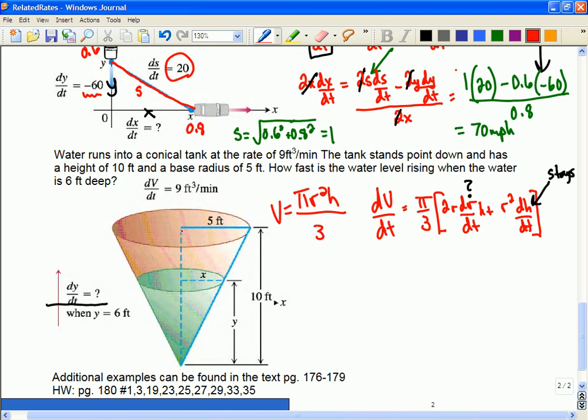If you look at the two triangles here, I'll do the big triangle in red, and I'll do the little triangle in green. Those two shapes are similar, so what I could write here is, for example, y over x is 10 over 5.